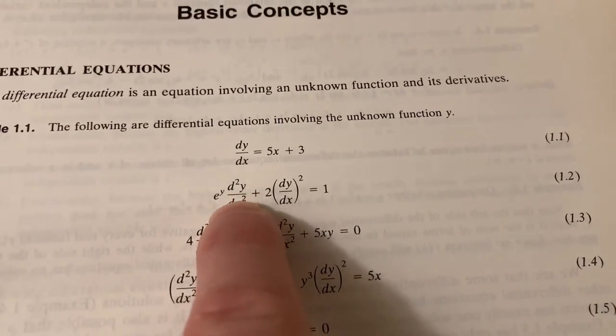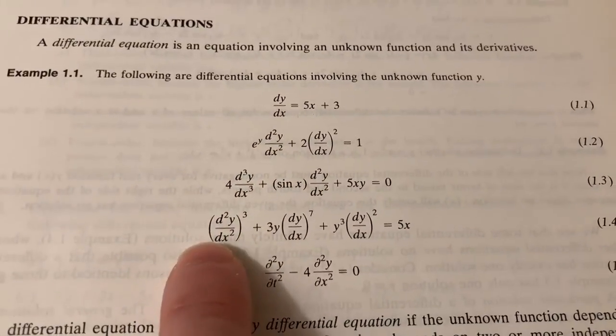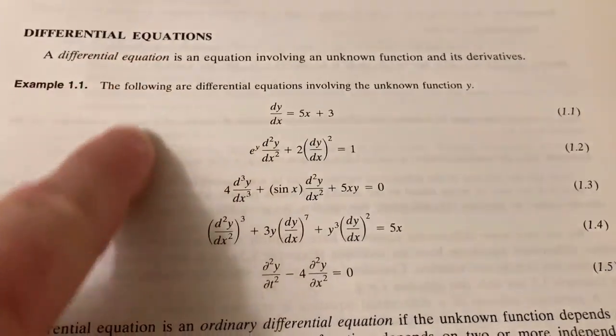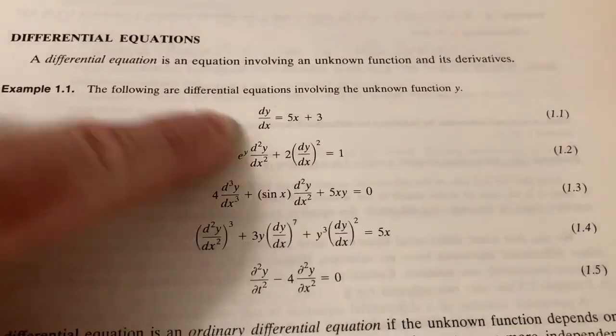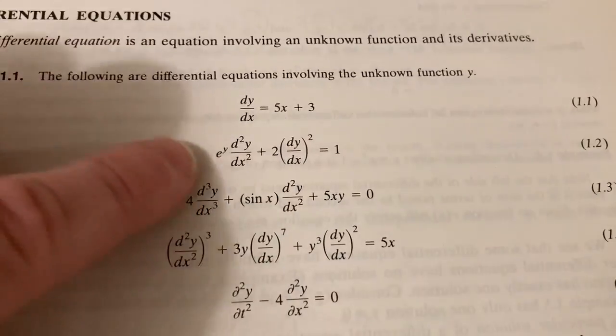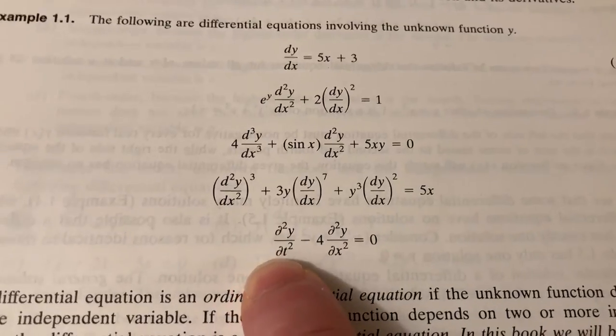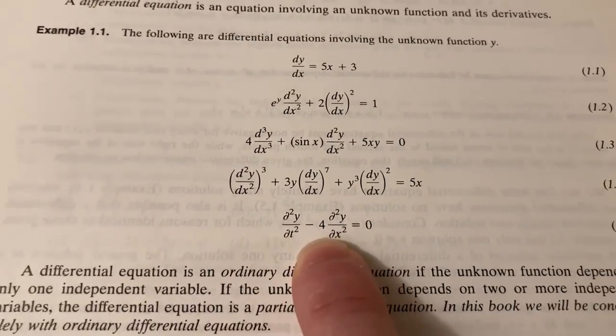The 2 here means it's the second derivative, then 3 is the third derivative. And then here you have the second derivative cubed, etc. So you see, it gets more complicated. Now these are all ordinary derivatives, so this is called an ordinary differential equation. That is what's called a partial derivative. That's called a partial differential equation.